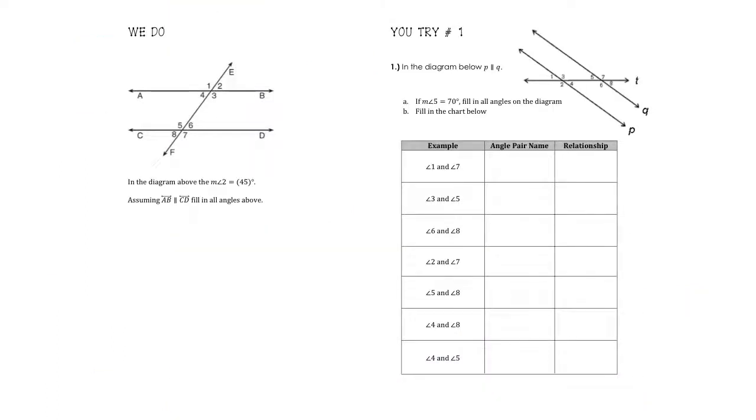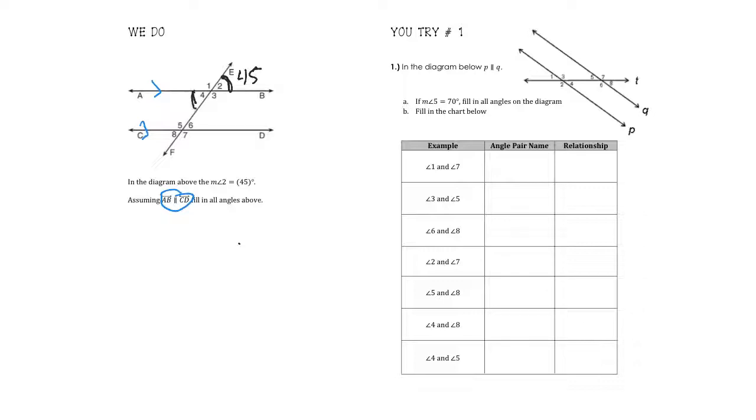So the first part of the video was pretty long. We had to learn all the vocab. But now it's going to be really quick and easy. So in the diagram above, angle 2 is 45 degrees. So I'm going to label that. Assuming the lines are parallel, so I know these lines are parallel, A, B, and C, D, fill in all the angles. My trick is I like to fill in what's equal first.